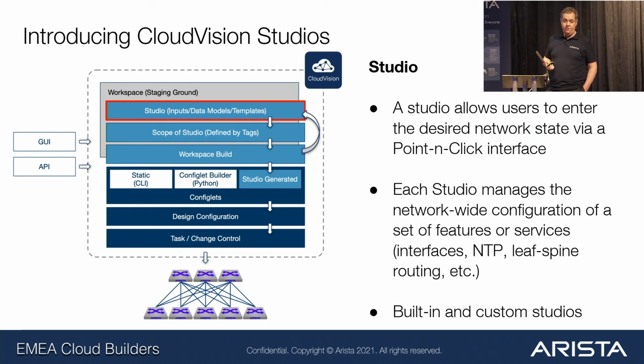Next, we have the studio itself. This is where you interact with CloudVision via the point-and-click interface. As I say, there are some built-in studios, but you can also create your own if you want to change the layout, make drop-downs or checkboxes. That's available within the studio definition. Each studio manages a particular configuration item. For example, you can create a studio for NTP or to create routing policies, etc. And there's both built-in and custom. You can take the built-in ones and customize them, or create one from scratch.